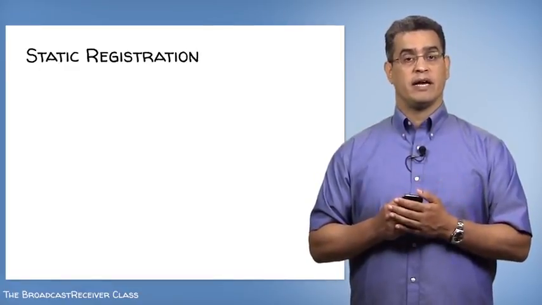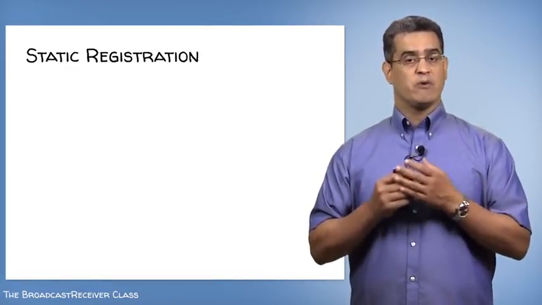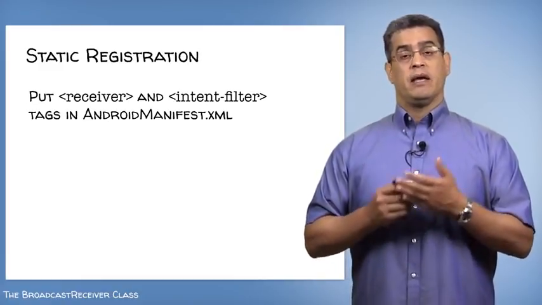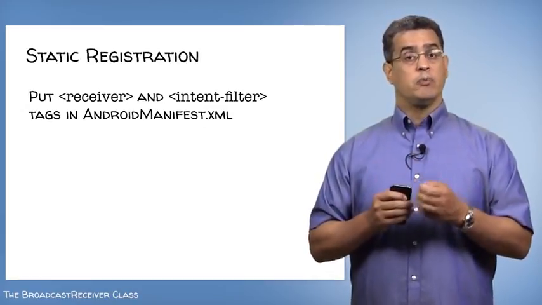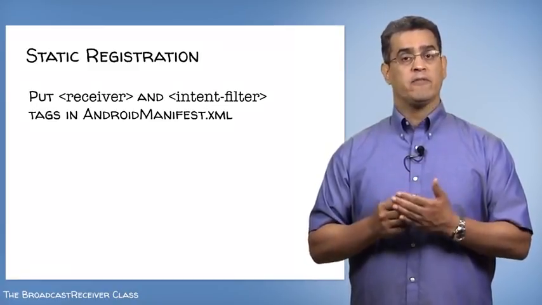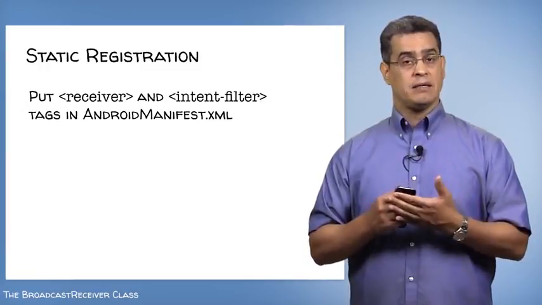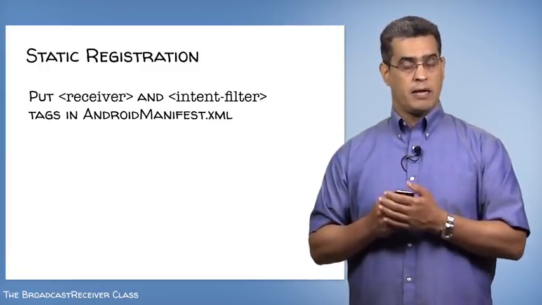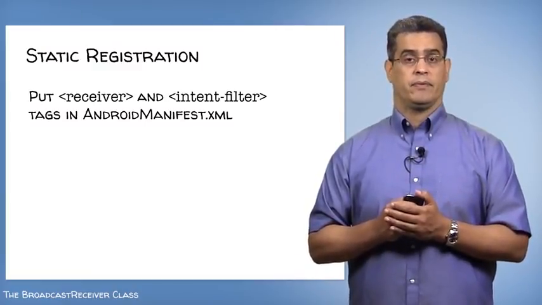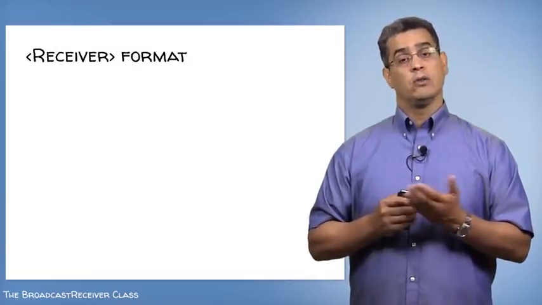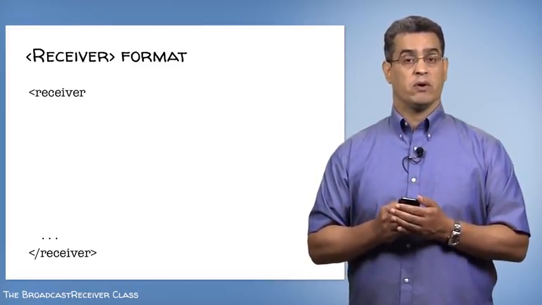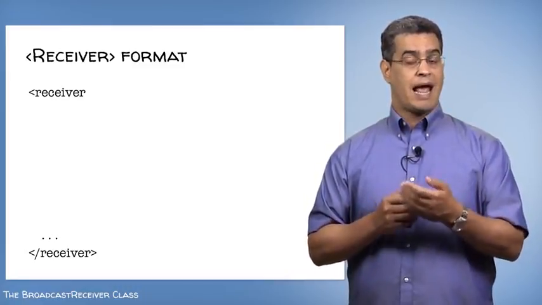So to register a broadcast receiver statically, you add a receiver tag in your application's Android manifest.xml file. And then, within that receiver tag, you put at least one intent filter tag. And the information there tells Android that when an intent matching this intent filter is broadcast, this broadcast receiver wants to know about it. And the format for a receiver tag looks something like this. You start with the receiver keyword, and then you add some of the following attributes.